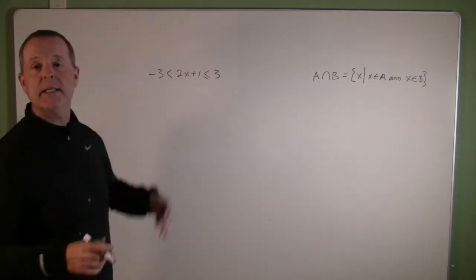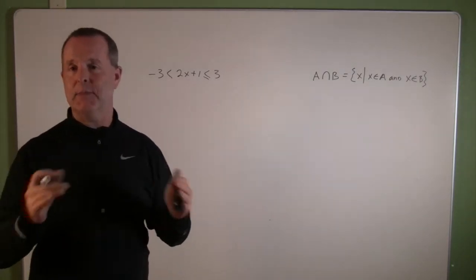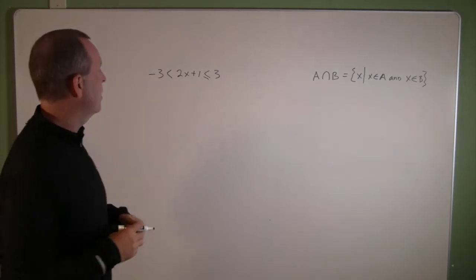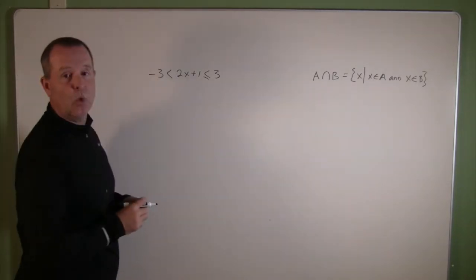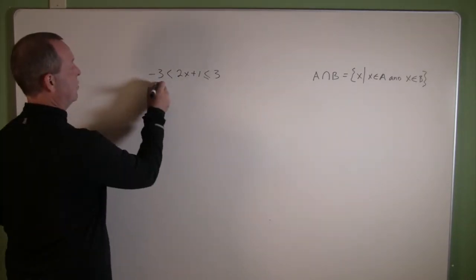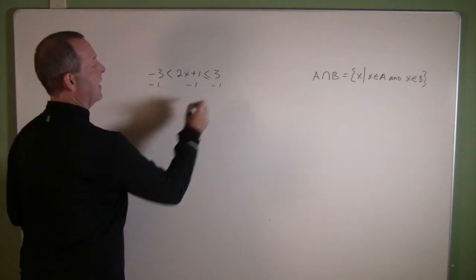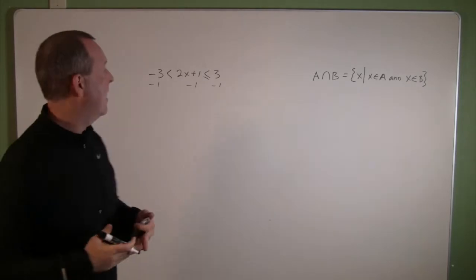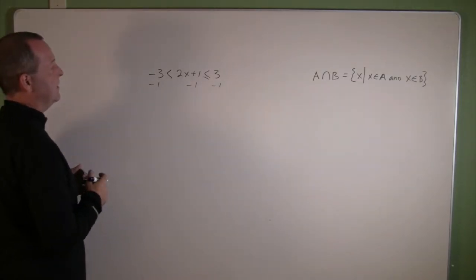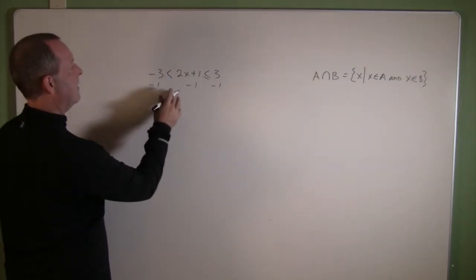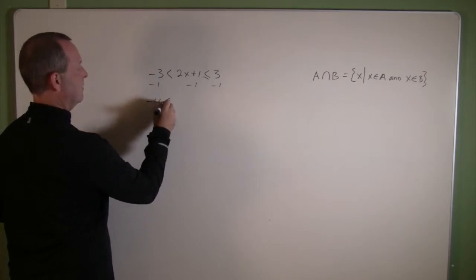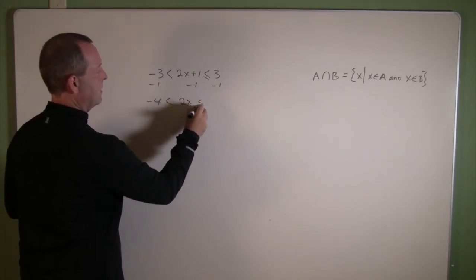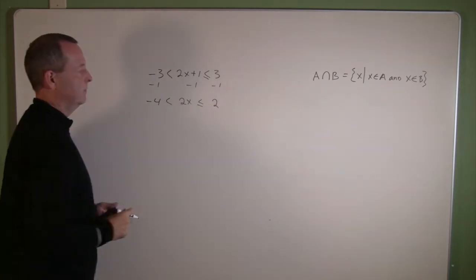So my goal is to isolate x. So x is by itself in this particular term. So let's subtract 1 from everywhere. I'll subtract a 1 here, a 1 there, and a 1 there. It's kind of like I'm basically solving two equations at the same time, or two inequalities at the same time. Subtract 1, that's a -4, 2x, and gives me a 2.